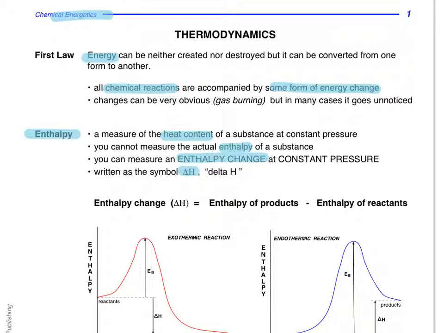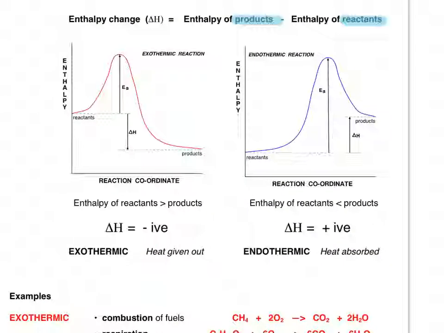If you want to calculate the enthalpy change, then you take the enthalpy of your products and you subtract the enthalpy of your reactants to get the difference between the two. We can represent enthalpy changes using an enthalpy change profile or an enthalpy diagram. It says here the reaction coordinate, but that just means as the reaction progresses, so over time. And then on the other axis you have enthalpy.